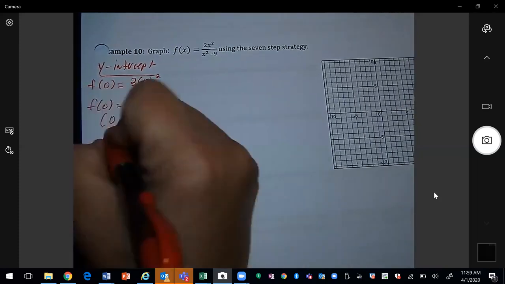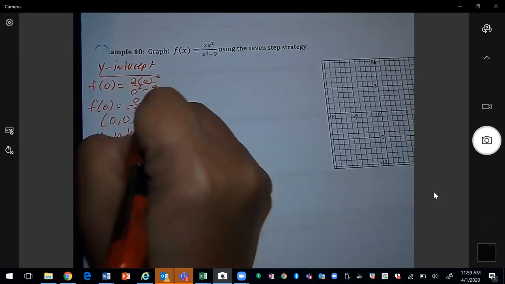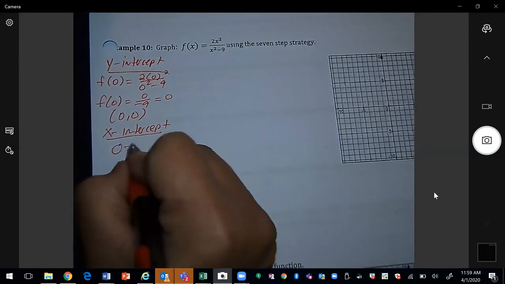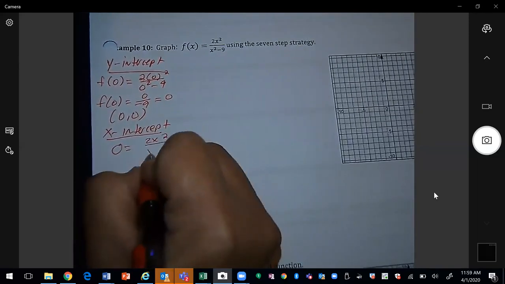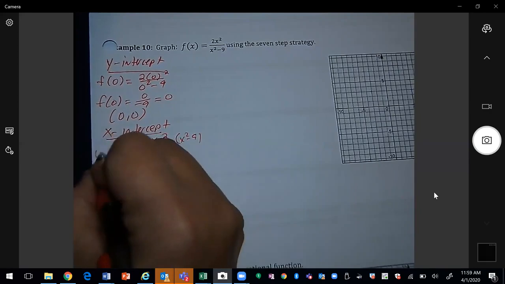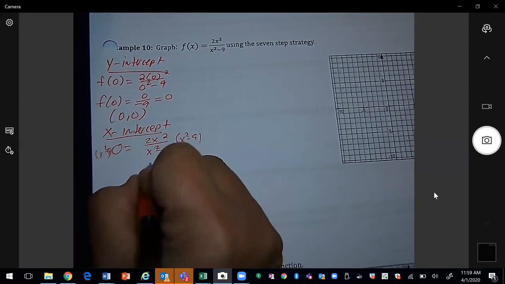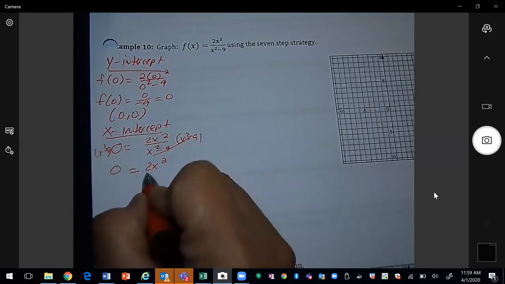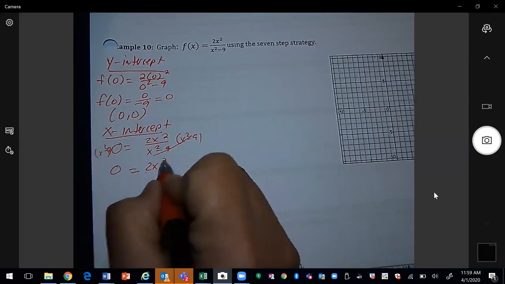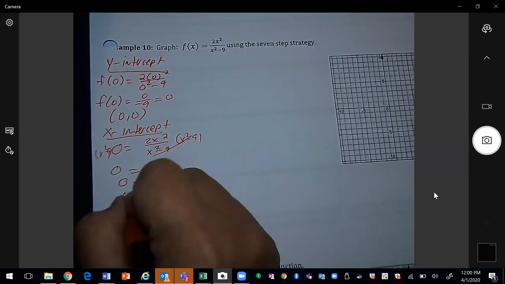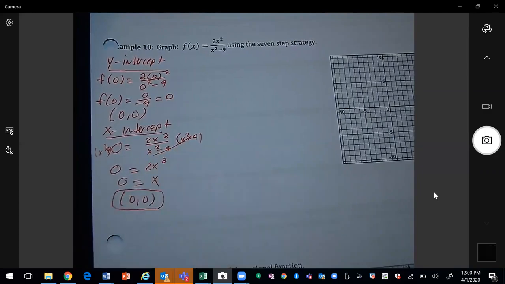Let's find the x-intercept. To find the x-intercept, I let y equal 0. If I multiply by x squared minus 9 on both sides, then I get 2x squared is equal to 0. And if I divide and take the square root, this is still going to be 0. So my x-intercept is also 0, 0.